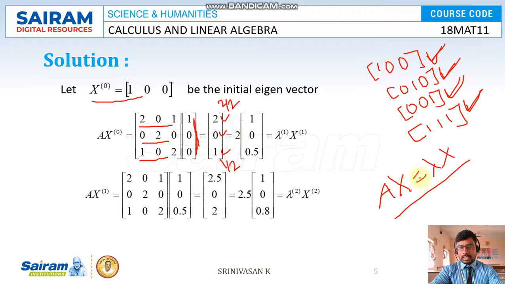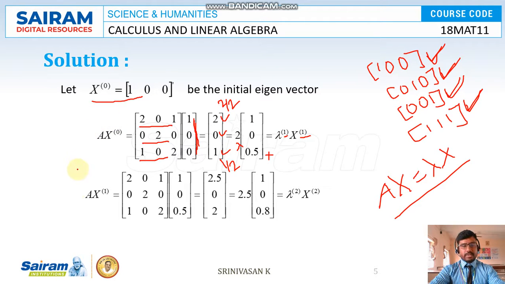So this is clear, our definition: lambda into x. This is our lambda eigenvalue, and this is the new eigenvector. I already chose x power 0 as the initial condition, so I get the new one. That's why I'm choosing this as 1, and the new eigenvector is given the number 1. This is called the first iteration.